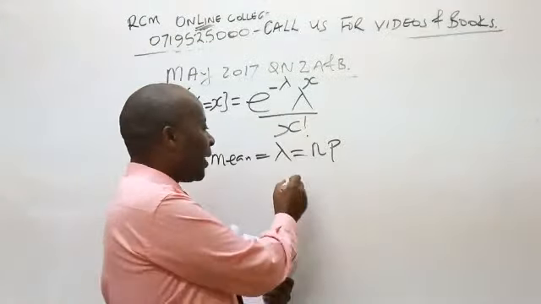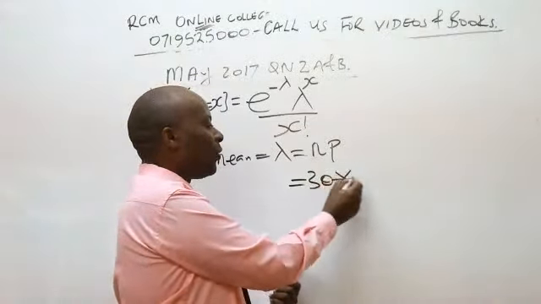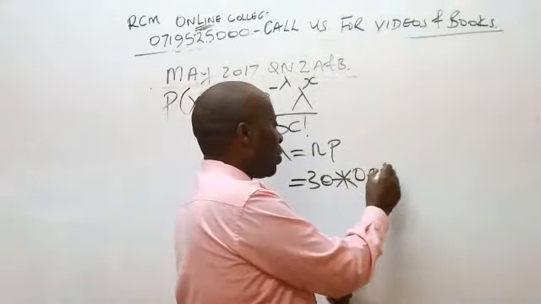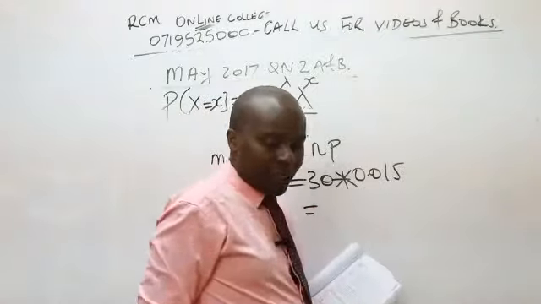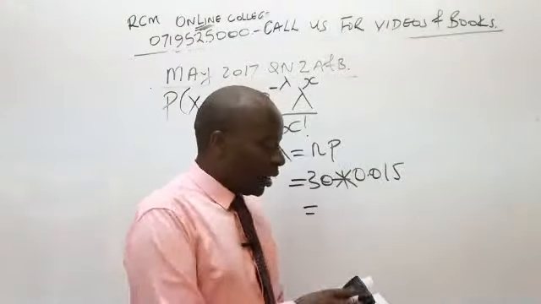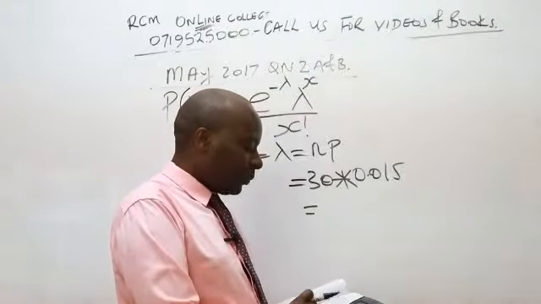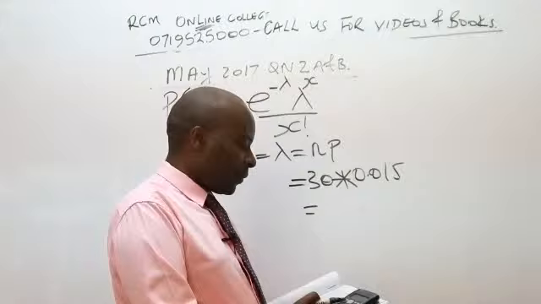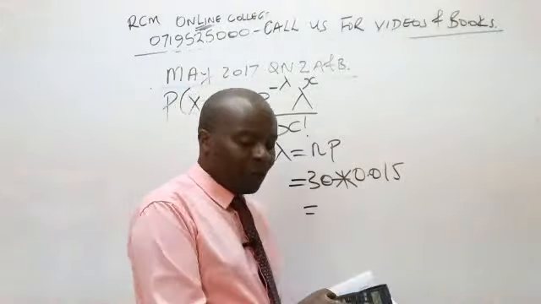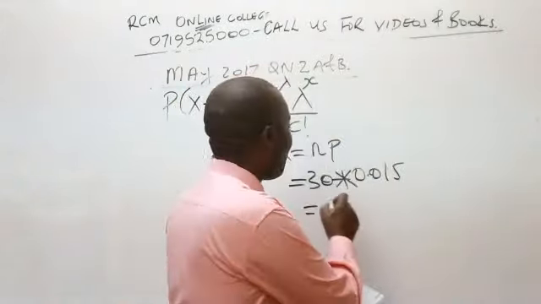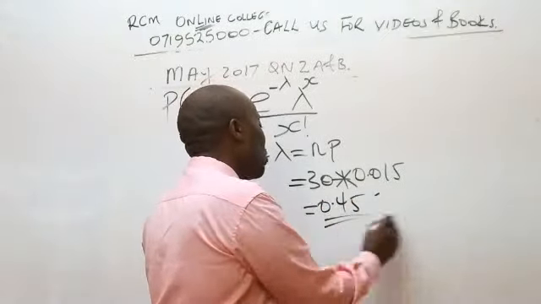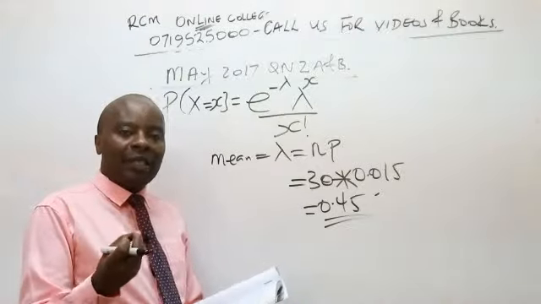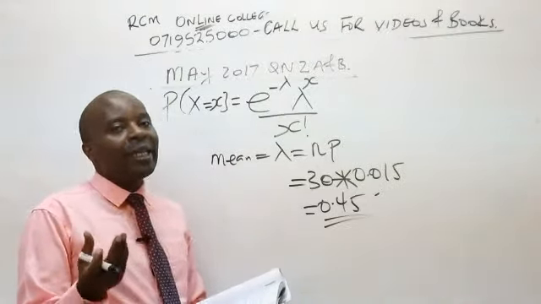So in this particular case, our number of trials n is 30, and the probability given here is 0.015. So at the end of the day, that gives me 30 times 0.015, which gives me 0.45. Ladies and gentlemen, the moment you have given me this mean, I'll automatically be able to give you whatever Poisson probabilities you will be needing.